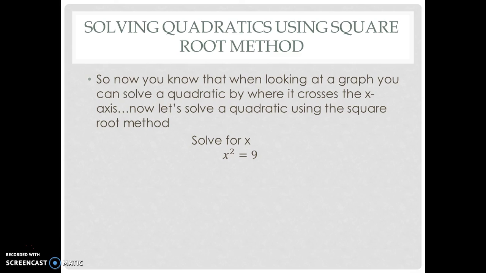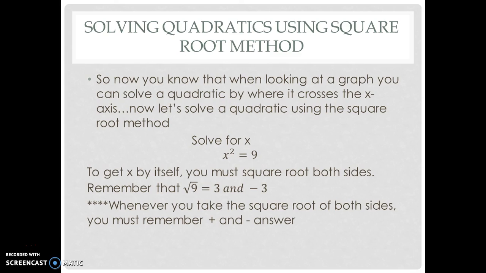So can you solve for x? x squared is equal to 9. Well, probably in your head you know that 3 times 3 is 9, right? But mathematically, what are you doing? Well, to get x by itself you must square root both sides. But you have to remember that the square root of 9 is equal to both 3 and negative 3. Because if you think about it, 3 times 3 is 9, and also negative 3 times negative 3 is also 9. So you're actually going to get two answers.